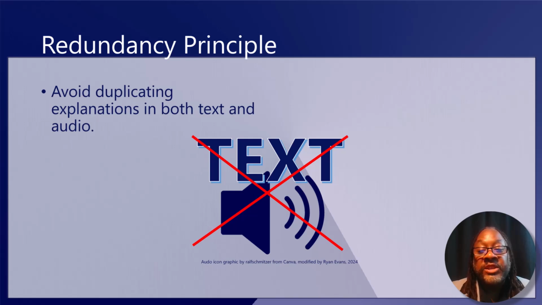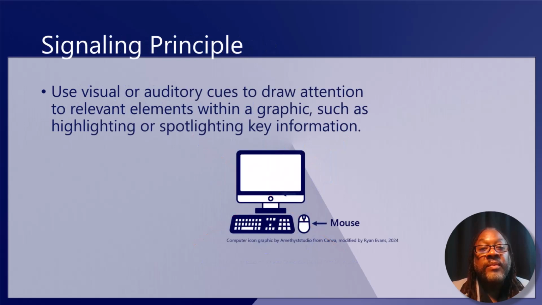The redundancy principle says to avoid duplicating explanations in both text and audio. If text is necessary, limit it to keywords or phrases while providing a full explanation through narration. The signaling principle says to use visual or audio clues to draw attention to relevant elements within a graphic, such as highlighting or spotlighting key information.